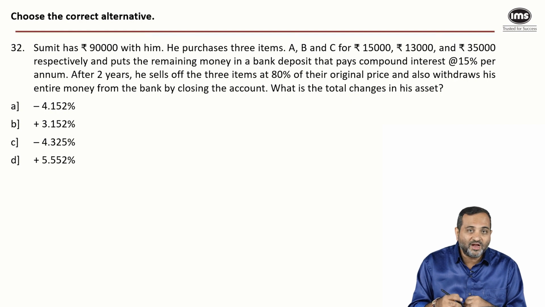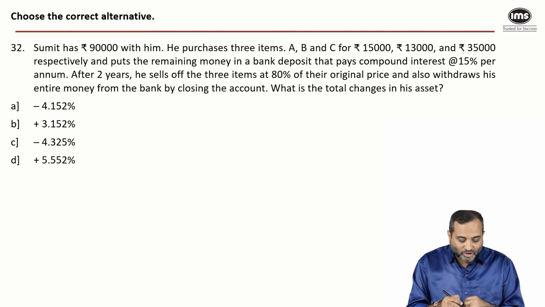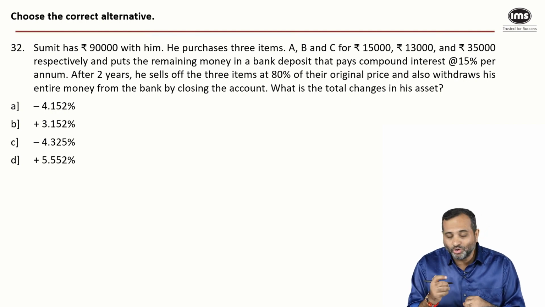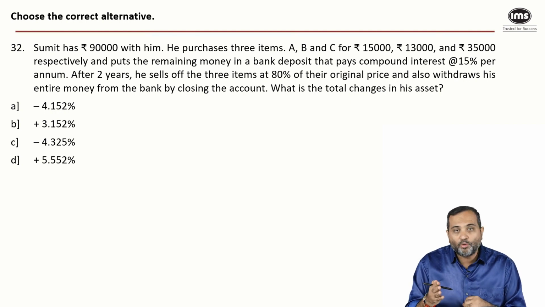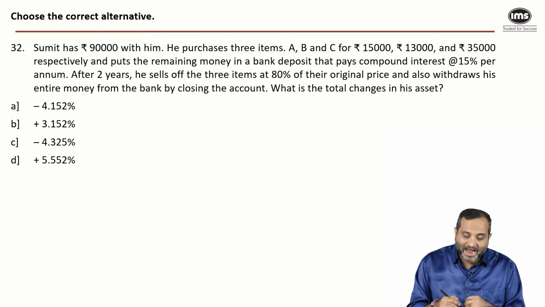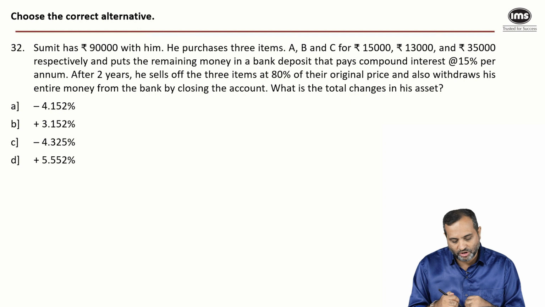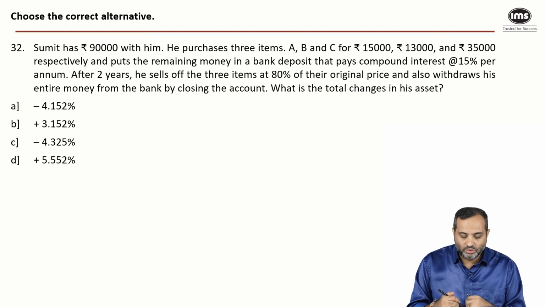Now, this looks to be a little calculation oriented question, looking at the options also, because I have two options which are very, very close to each other. It's a minus 4.152 or a minus 4.325. This shows that I will have to do an exact calculation. So let's do the calculation.